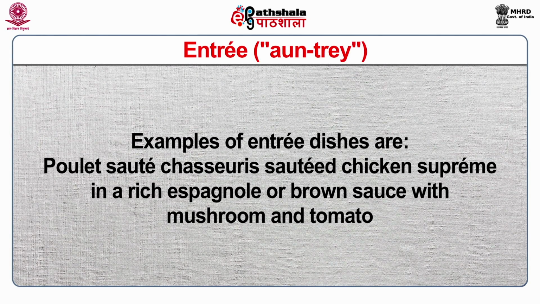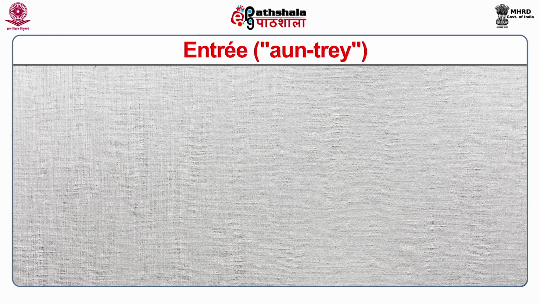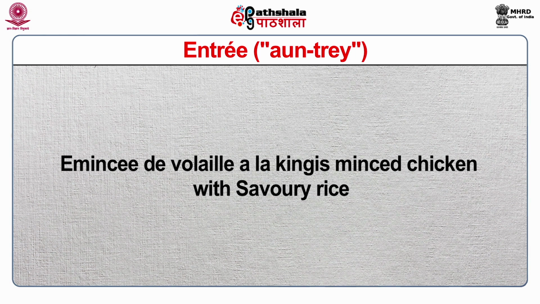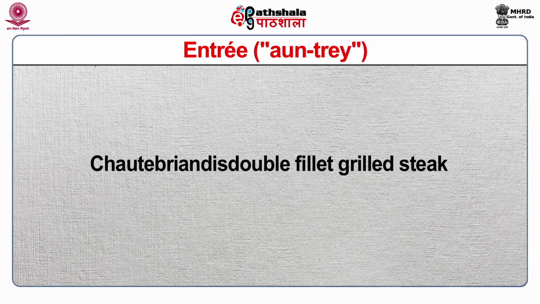Examples of entree dishes are poulet sauté Cheshire, sautéed chicken supreme in a rich espagnole or brown sauce with mushroom and tomato. Supreme de volaille à la king is a chicken supreme cooked in an oven. Amends de volaille à la king is minced chicken with savoury rice. Filet steak grill is a fillet of steak grilled and served garnished with mushroom, tomato, straw potato and watercress. Chateaubriand is double fillet grilled steak.